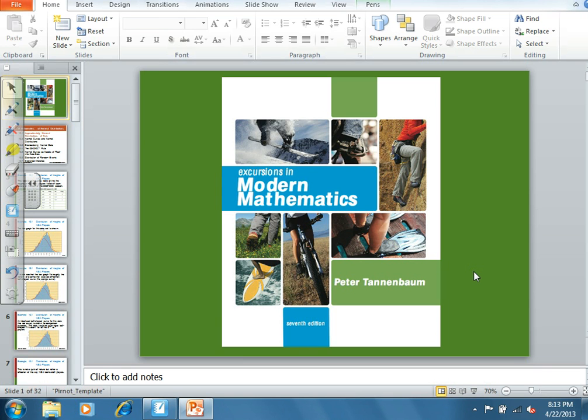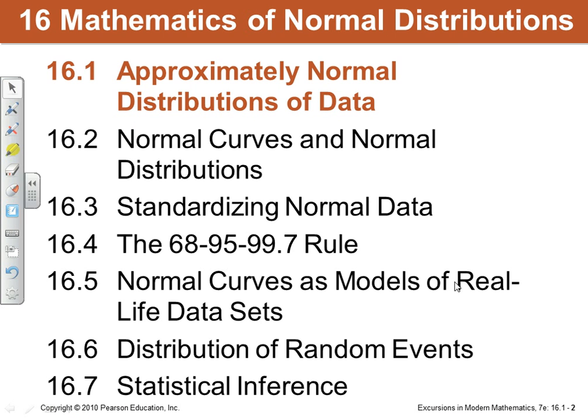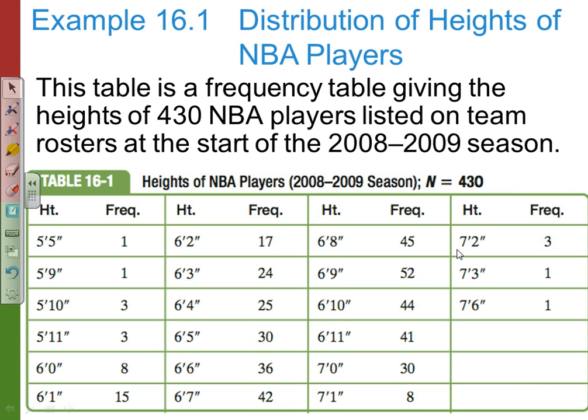Okay, we are in chapter 16. We're going to approximate normal data. We're going to do curves. We're going to standardize the normal data, but we're not going to talk about the 68, 95, 99.7 rule until next time. All right, so we have a frequency table that has heights of NBA players.